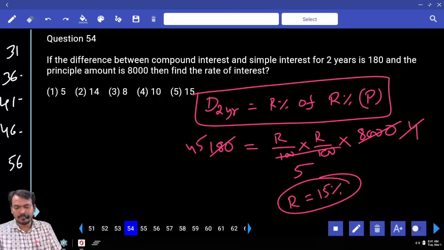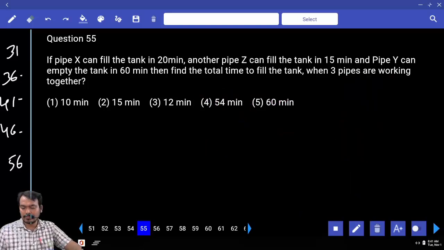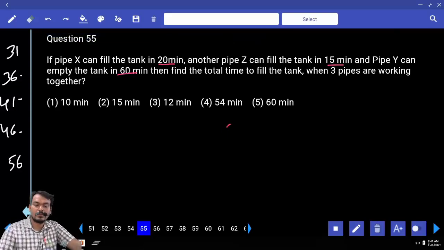Next question number 55. Pipe X can fill the tank in 20 minutes. Another pipe Z can fill the same tank in 15 minutes. Y can empty the tank in 60 minutes. Then find the total time to fill the tank when 3 pipes are working together. First two are inlets and the third one is an outlet. Take the LCM of the given timings. What is the LCM? 60.